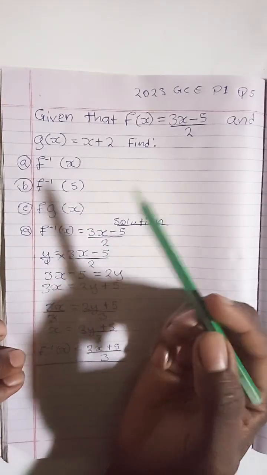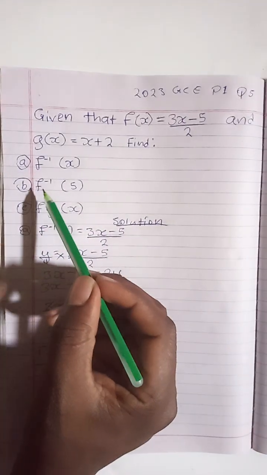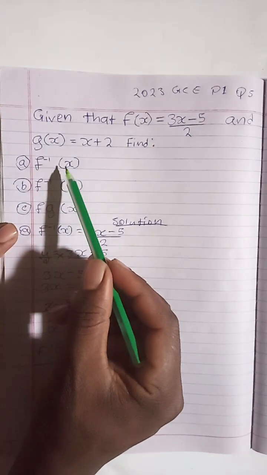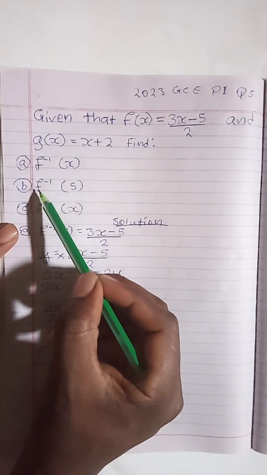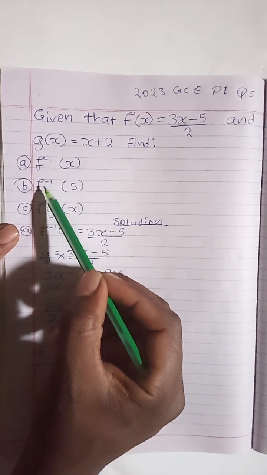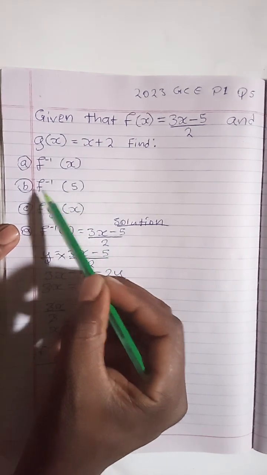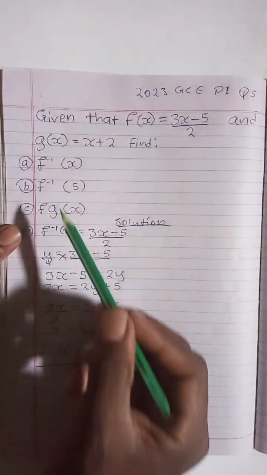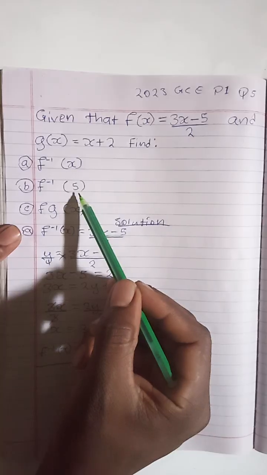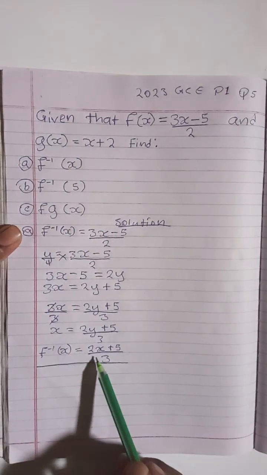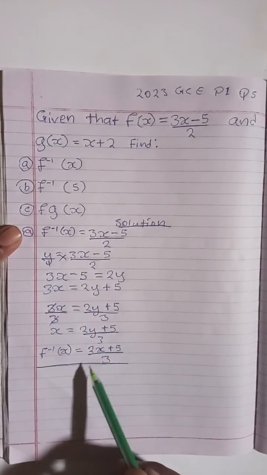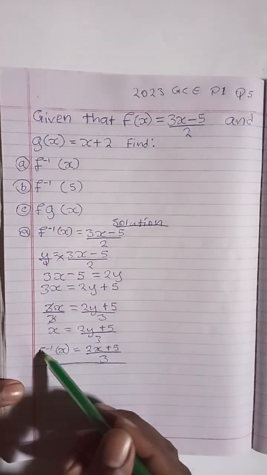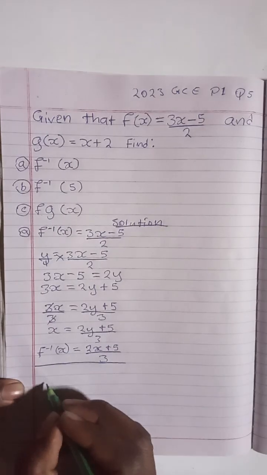So I'm saying so because here they were asking us to find the inverse function. Now here again they are saying the inverse function of 5. Now we have already defined the inverse, which is this one. Because they have said the inverse function of 5, meaning here where there is x, we are going to replace with a 5. So we will write this answer the way it is here.